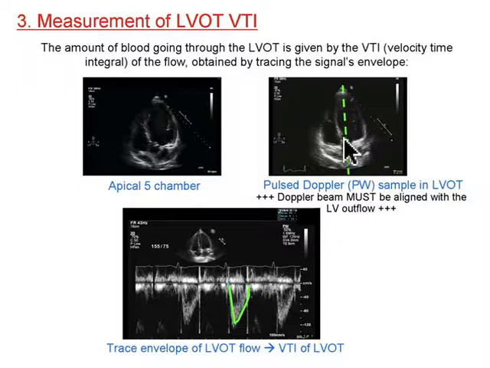And then you activate the actual waveform, and this is what it gives you here. The x-axis is time, the y-axis is velocity, and so this little envelope right over here, this is the velocity time integral. That value, the velocity time integral of this envelope, in combination with the LVOT area, times heart rate, will give you cardiac output.